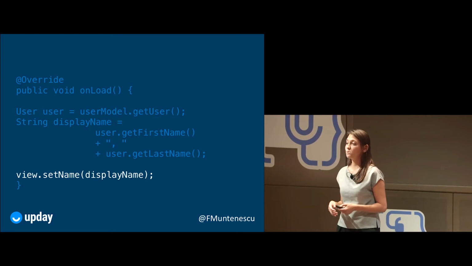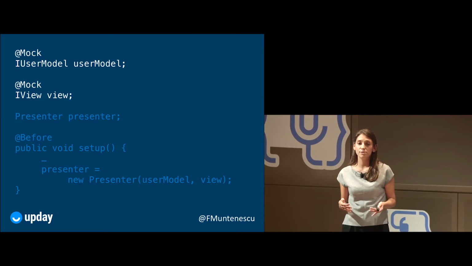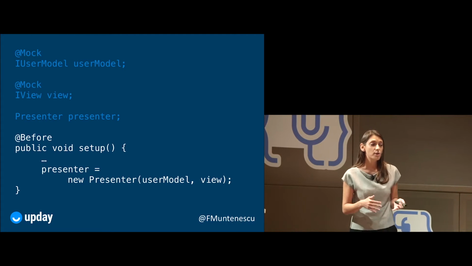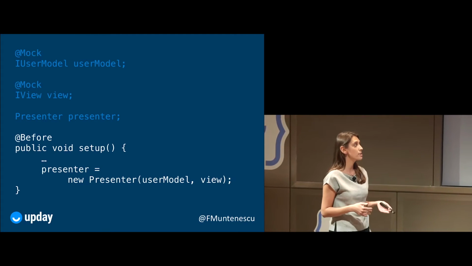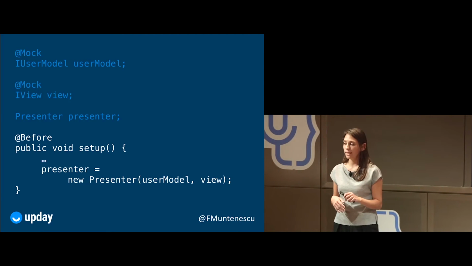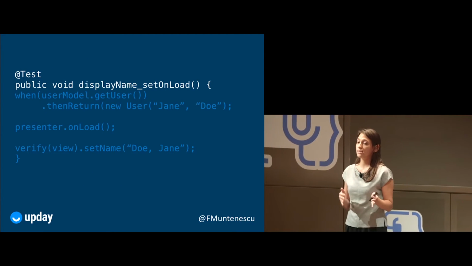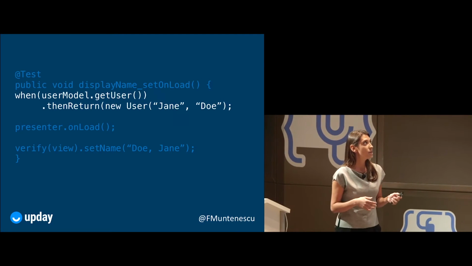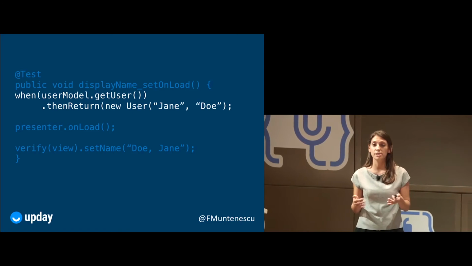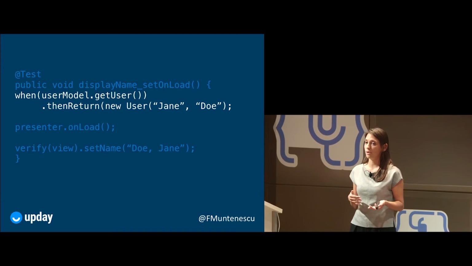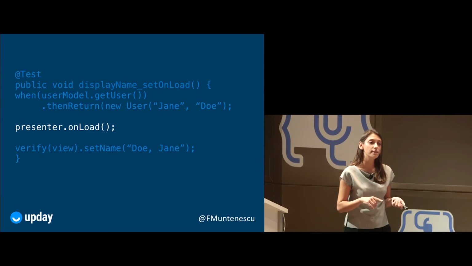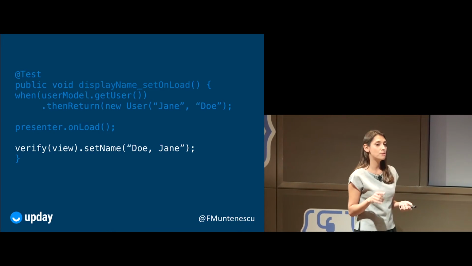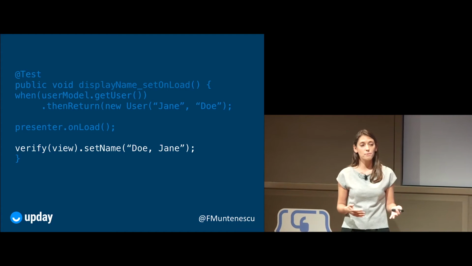To test this, it's pretty simple. All we need to do is mock the user model and mock the view, and then give those mocked objects as parameters to the presenter. Then, in order to check that indeed the display name is called when onload is called, we define what should happen when we're requesting the user from the user model. And then we're checking that indeed when the onload method from the presenter is called, the setName method of the view is called with the correct parameters.